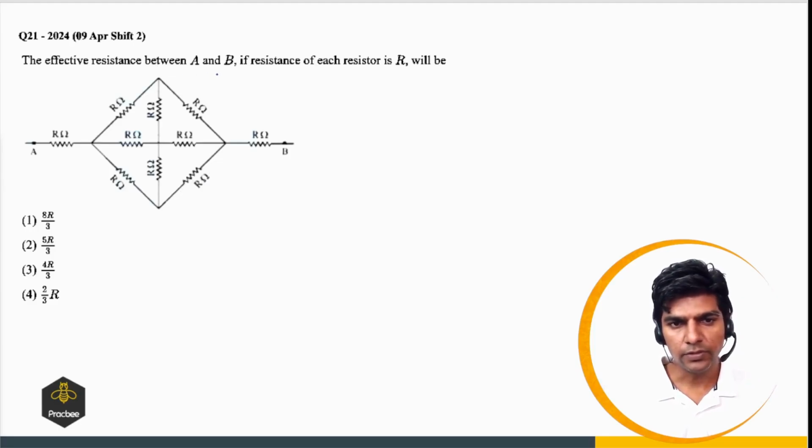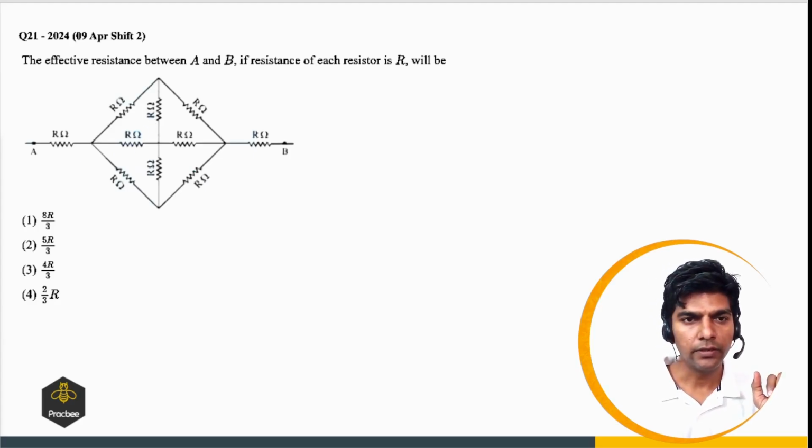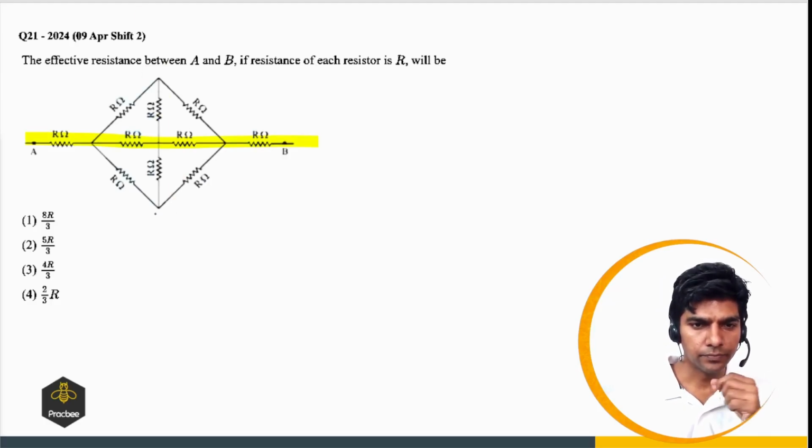The effective resistance between A and B, if the resistance of each resistor is R, will be. Now if you look at this diagram, it is quite symmetrical. All resistors are identical, and in this case, this is the axis of symmetry, right?